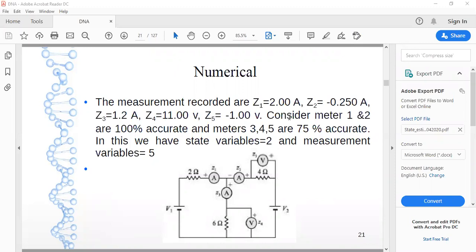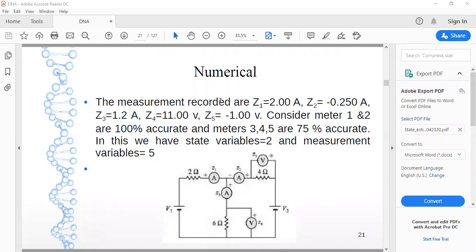Friends, in my previous session, we discussed the use of least square estimation technique to solve electrical circuits. Today, we are going to discuss the use of least square estimation technique for power system. Prior to that, let me recall a few points which we have discussed.